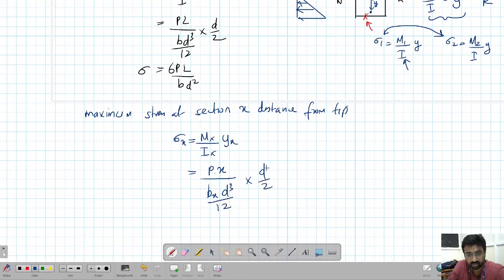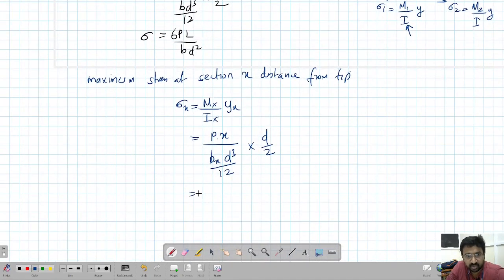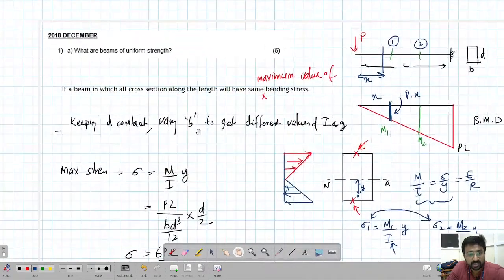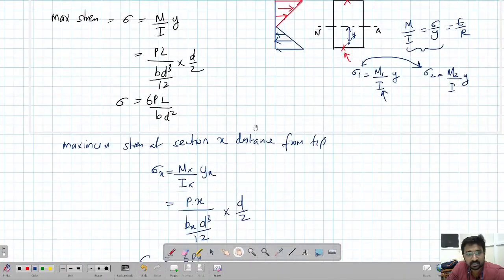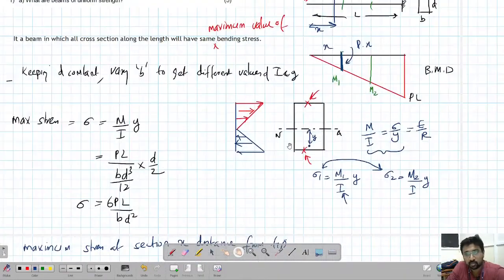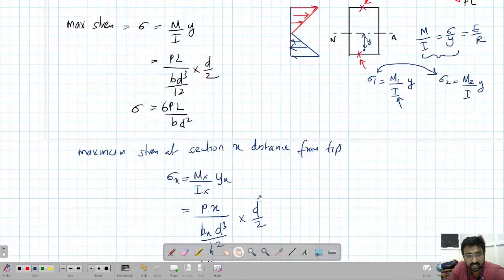So this also will be same because the depth is constant. We are assuming the depth to be constant. Okay, so this gives me σ equal to 6Px upon bx into d square. This is the maximum stress. Now, for a beam of uniform strength, the maximum stress at all the cross sections should be same. So that means I can equate this and this.